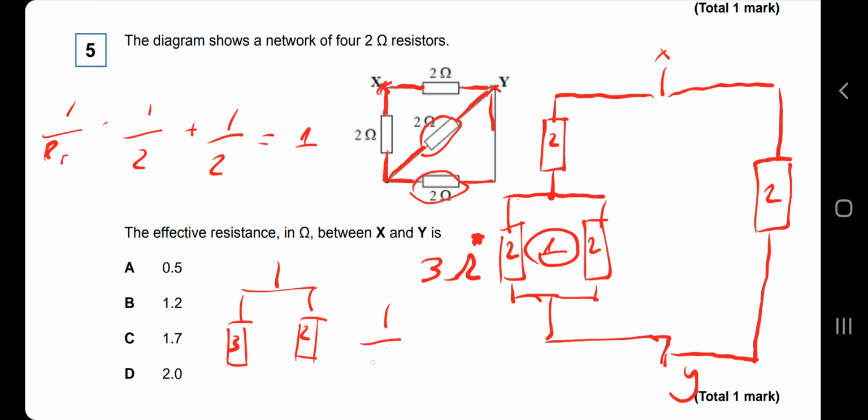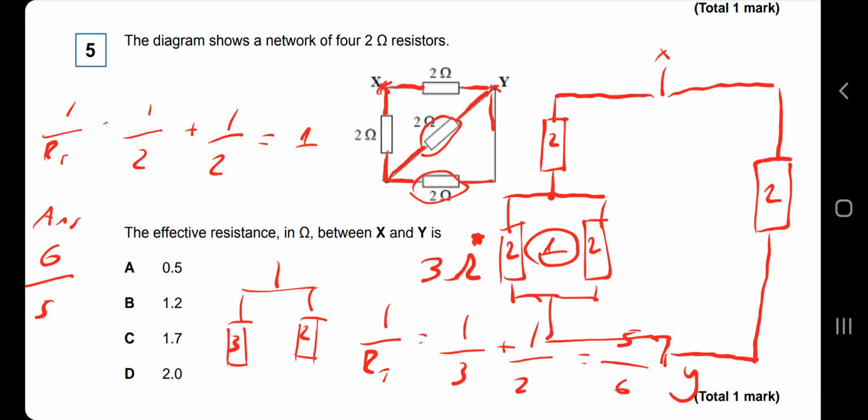So 1 over RT in parallel is 1 over 3 plus 1 over 2, which is equal to, so that's over 6 and then 5. Then to get the resistance, we just need to do the inverse. So the answer is 6 over 5, which gives us 1.2 ohms.